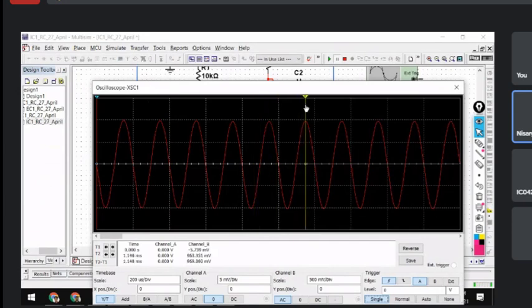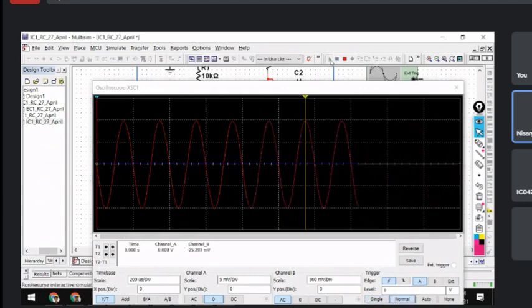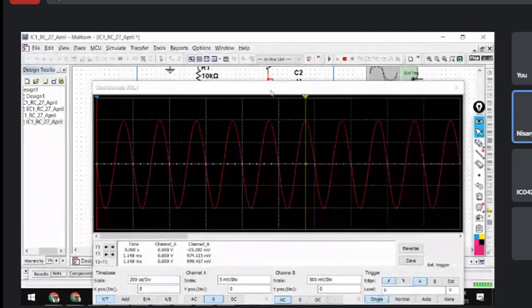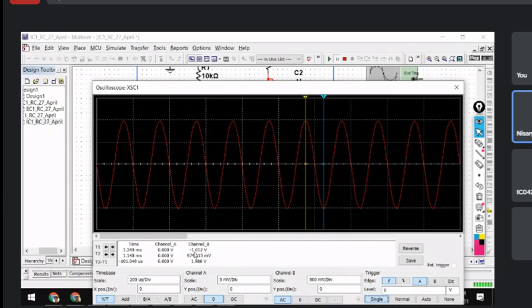So let me say this is the positive peak. Let me say normal. Now let me say single. So positive peak and negative peak. Here you are saying that the positive peak is 0.97 volt and the negative peak is -1 volt, right? So peak to peak is 1.986, but there is not that much difference, right? No, there is not that much difference.